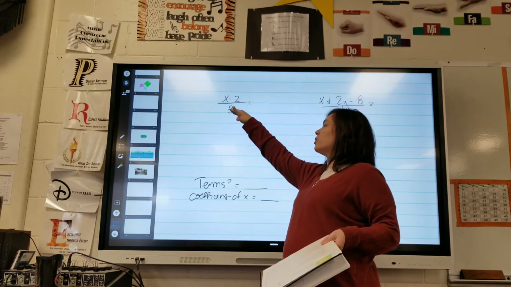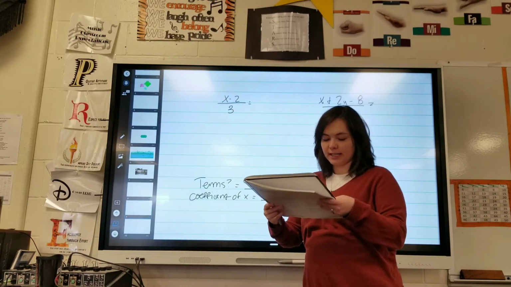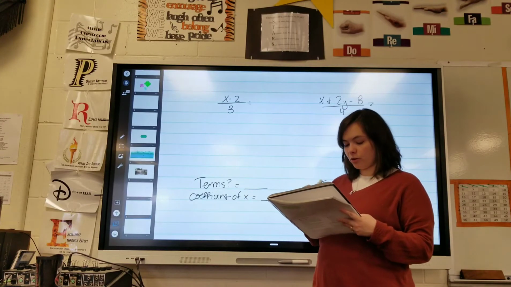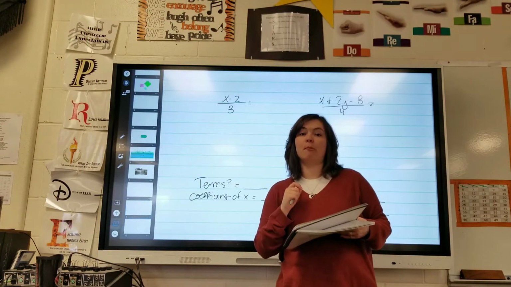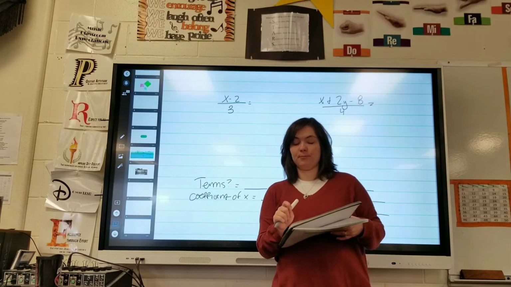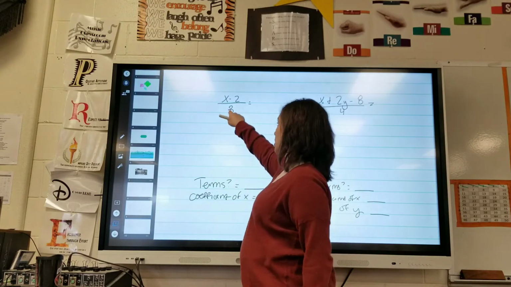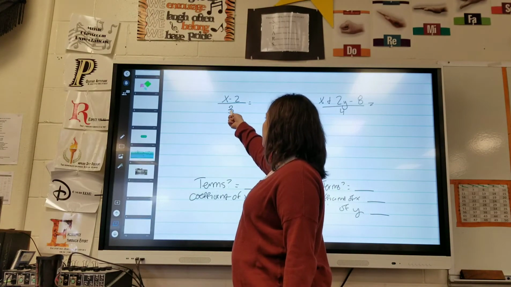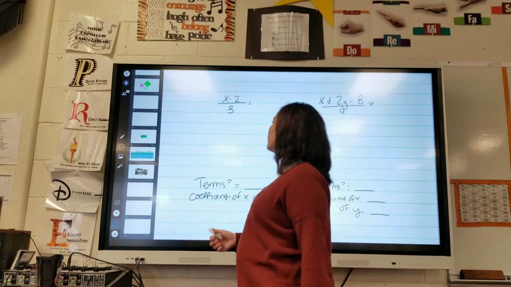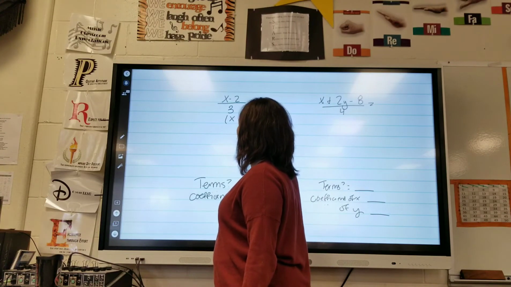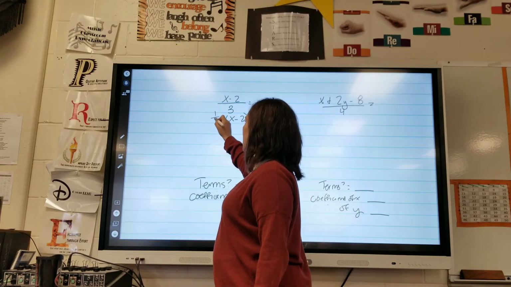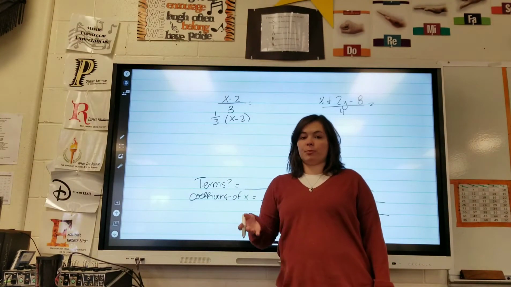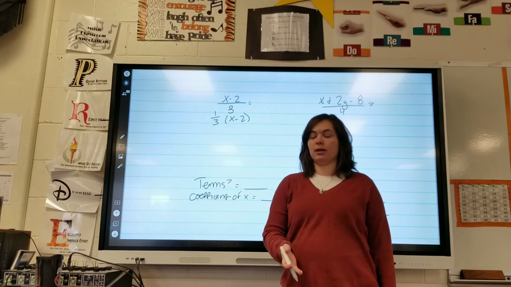x minus 2 over 3. So in the first expression, the quantity x minus 2 is divided by 3. So we're going to now write this as multiplication instead of division. The way to do this is to change the 3 on the bottom into a fraction. So instead of having divided by 3, we're going to have the quantity x minus 2 multiplied by 1/3. This has the same effect. If you're multiplying by a fraction, it's just like dividing by the whole number.